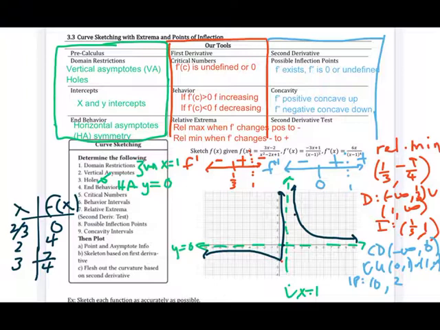So again, we're really just going through this checklist, identifying the things that we know from pre-calc, adding in what we know about the first derivative and the second derivative to really just get a pretty quality sketch of what's happening for this graph. Let's go ahead and look at a few more examples.